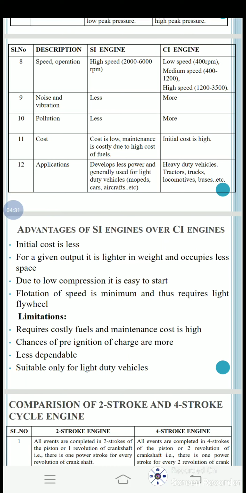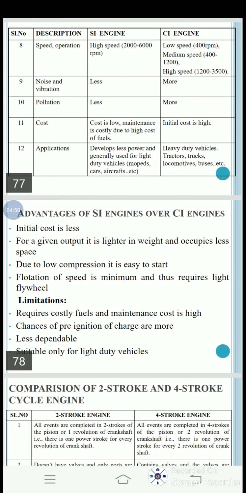Then the pollution created by the SI engine is less, while the CI engine creates more pollution. The cost of the SI engine is less. Maintenance cost is also high for the CI engine, as it uses costly fuel. The initial cost is also very high.